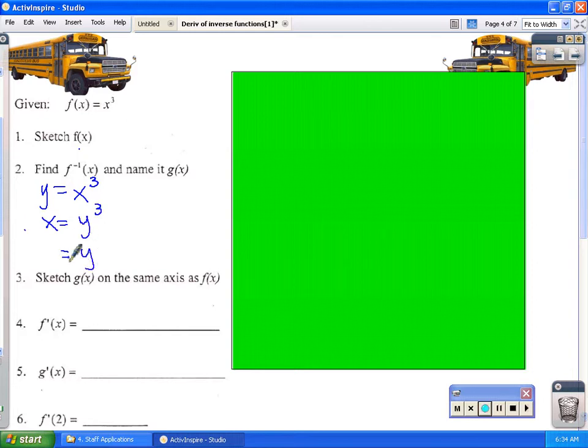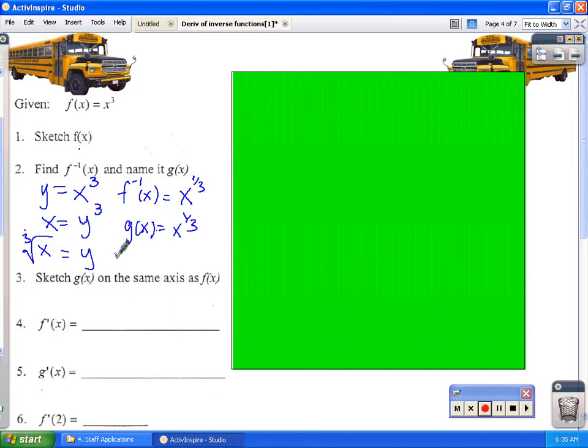So y is equal to the cube root of x, which could be written as f inverse equal to x to the 1/3 power. And I said to name it g, so g of x is equal to x to the 1/3 power. And if I were to find f of g of x, or g of f of x, I would get x. In other words, I would get right back where I started from.